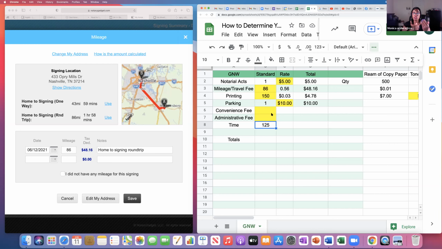Now, again, if you go to your Secretary of State's website and you find that they do not prohibit a convenience fee, administrative fee, and travel fee, then you can use these fields, just as Diana mentioned, to kind of hedge your bets against price fluctuations for your other inputs.